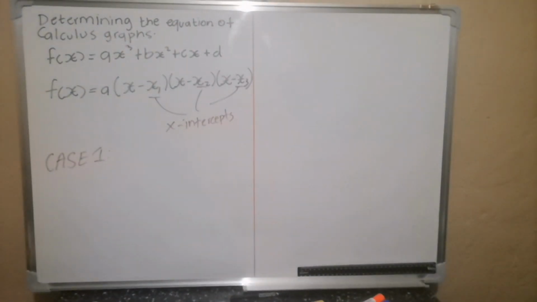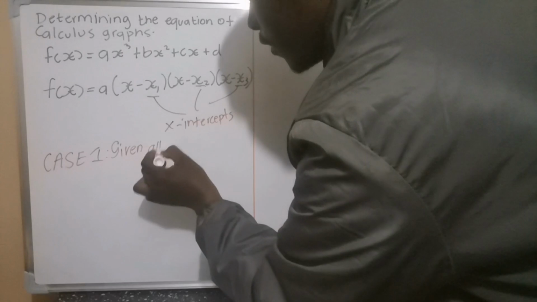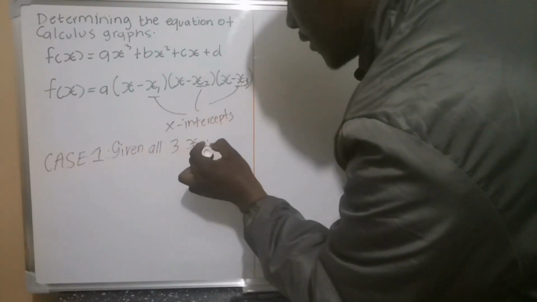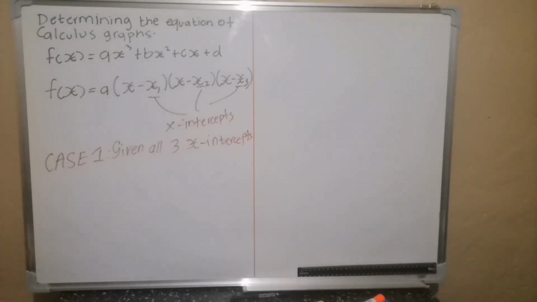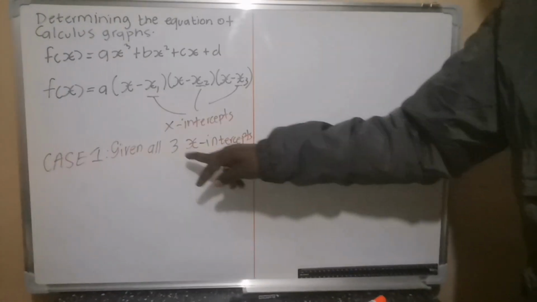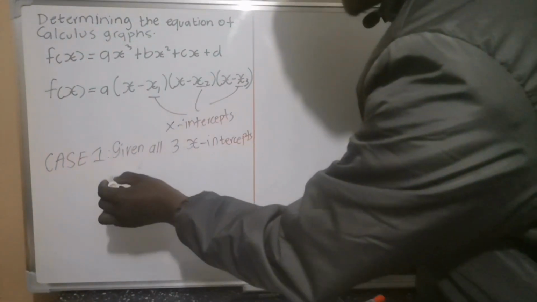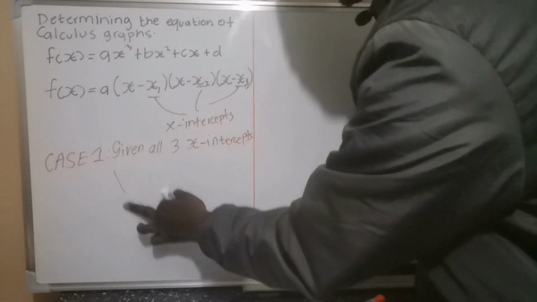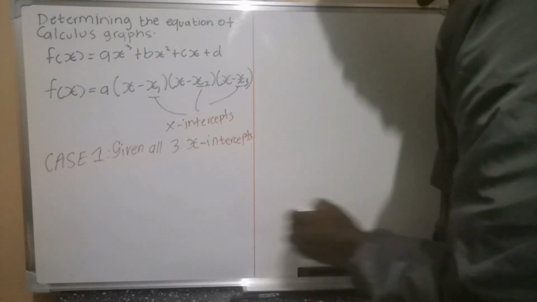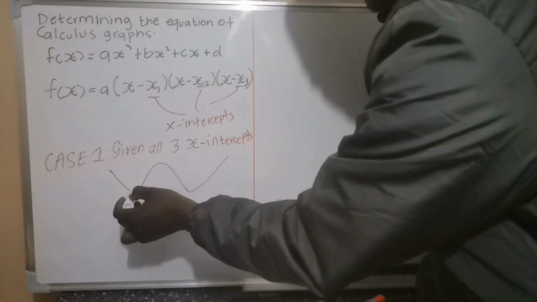And yeah, now case number 1. I said that's where we'll be given all 3 x-intercepts. If you're given 3 intercepts, maybe they will draw a graph. Then they will say determine the equation of this graph. Then they will show you on the graph, okay, here are 3 x-intercepts. For an example, let me just draw a curve.